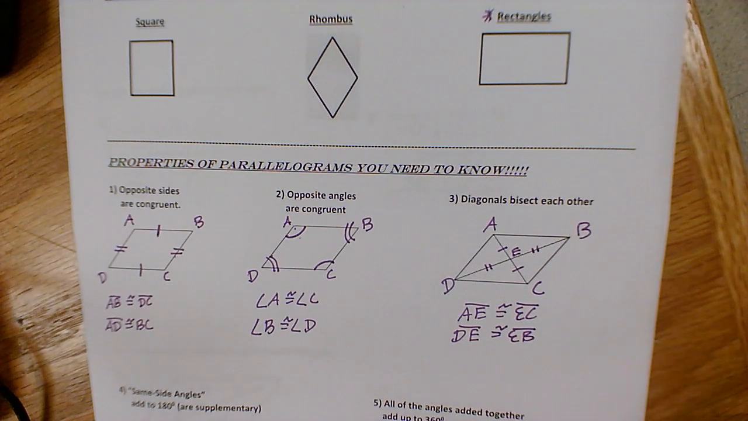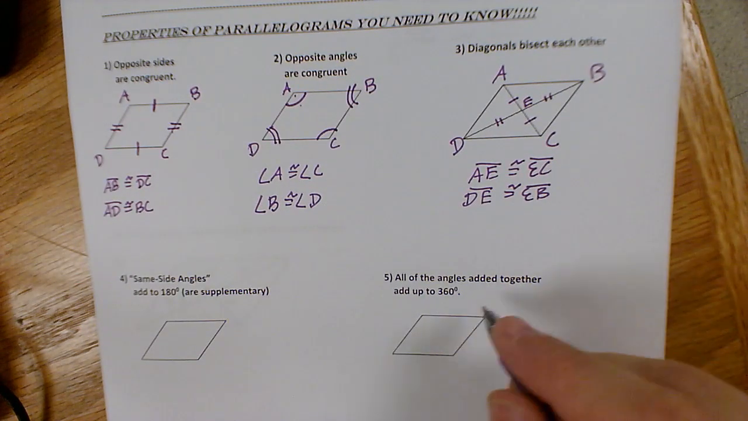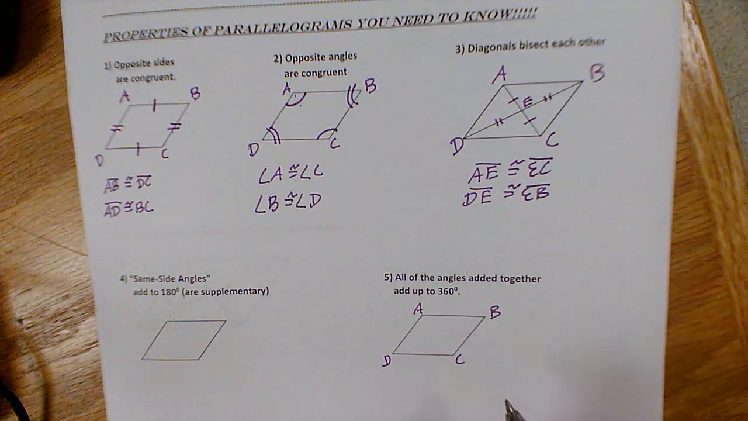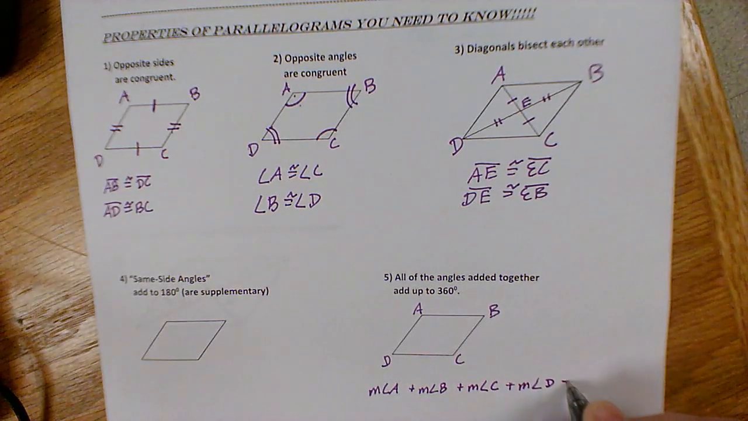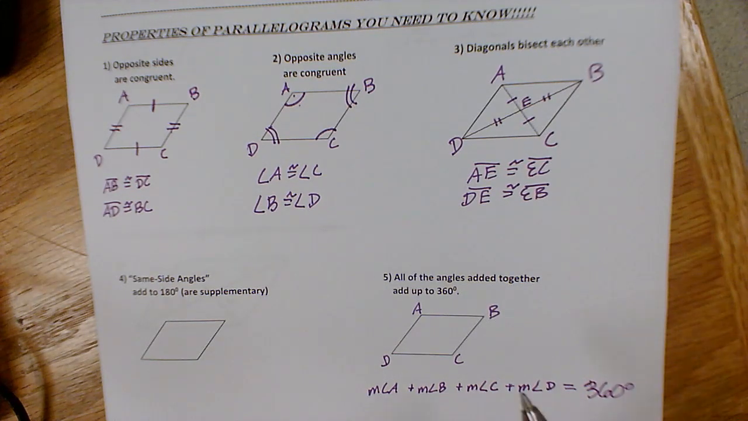Alright, so there's a consequence to some of these. I'm actually going to go through the last one first, as all the angles add up to be 360 degrees. So if I did A, B, C, D and added all these angles up, the measure of angle A plus the measure of angle B plus the measure of angle C plus the measure of angle D would be equal to 360 degrees. Think about it from this standpoint: if we cut this in half, that's two triangles. You learn that a triangle adds up to 180, so two triangles together should add up to 360.